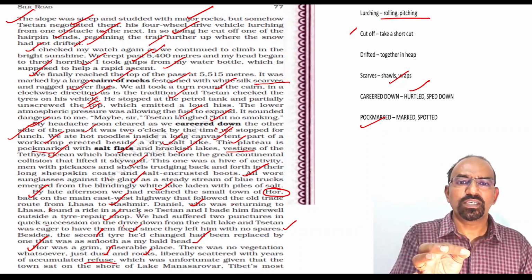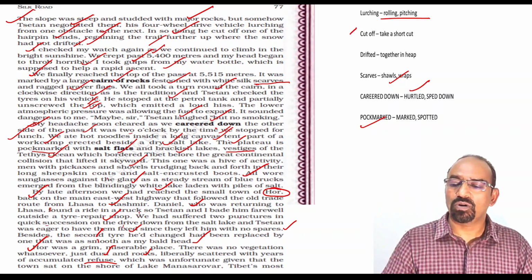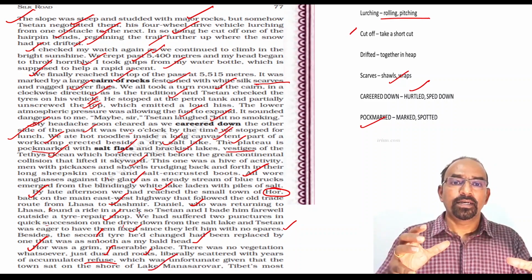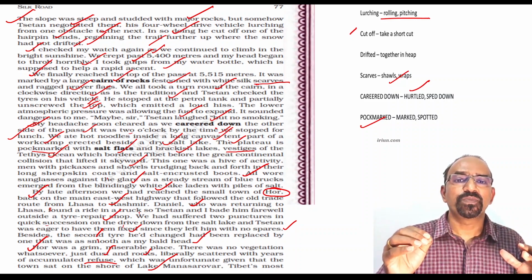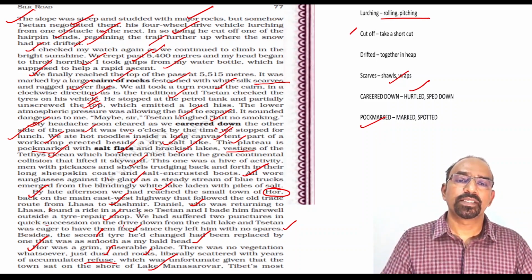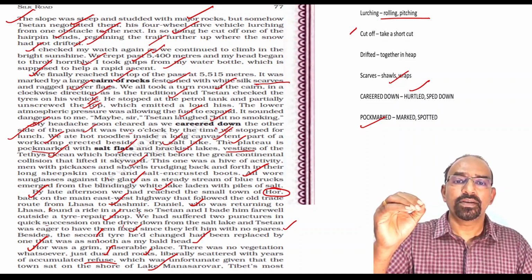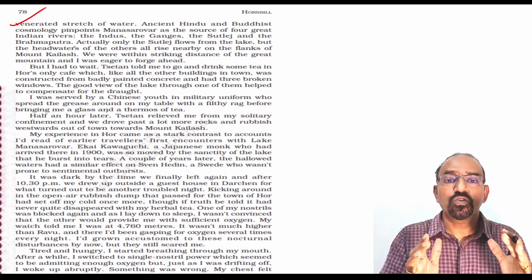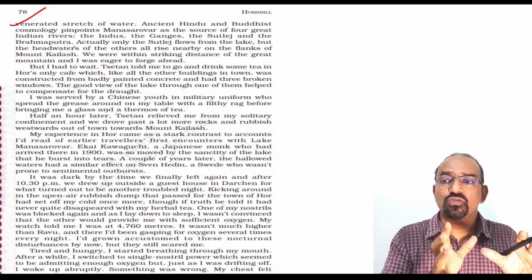He also noticed the years of accumulated refuse in the town of Hor, which was unfortunate given that the town sat on the shore of Lake Mansarova, considered a holy body of water in history, Tibet's most venerated stretch of water. Mansarova is considered the holiest stretch of water.